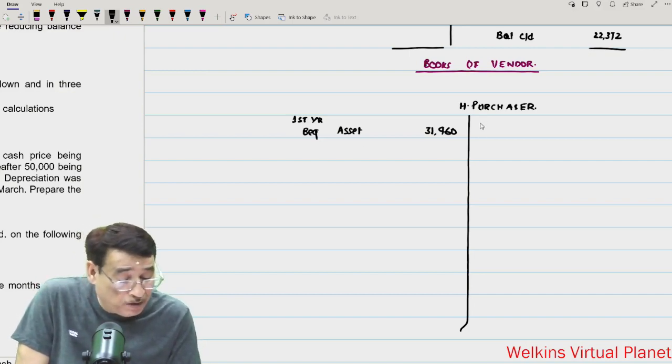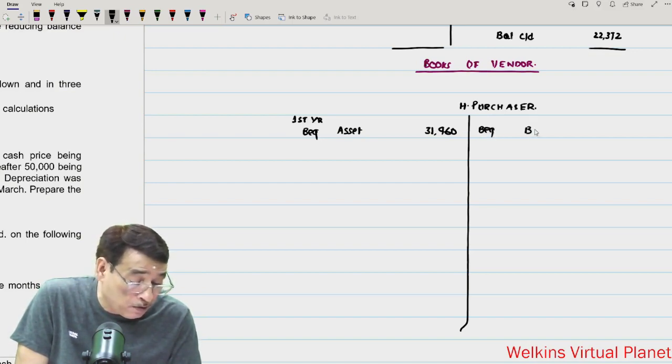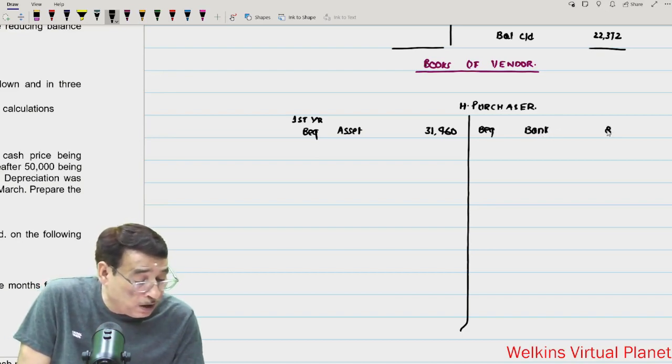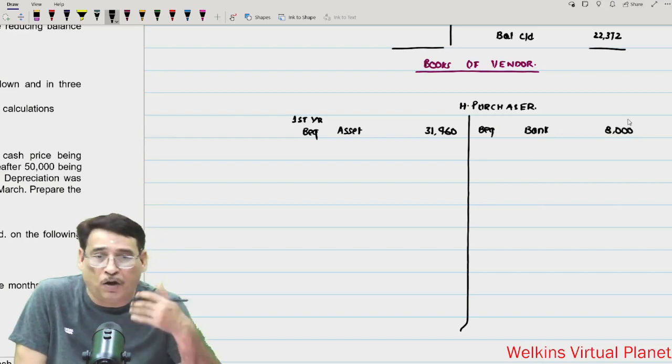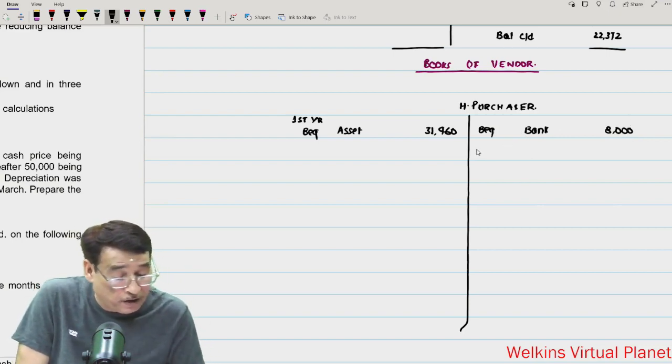Now on the same date, you are going to receive down payment. Your entry will be bank account debit to hire purchaser account. The down payment is equal to 8,000. This is just reverse of hire vendor account which we prepared earlier.